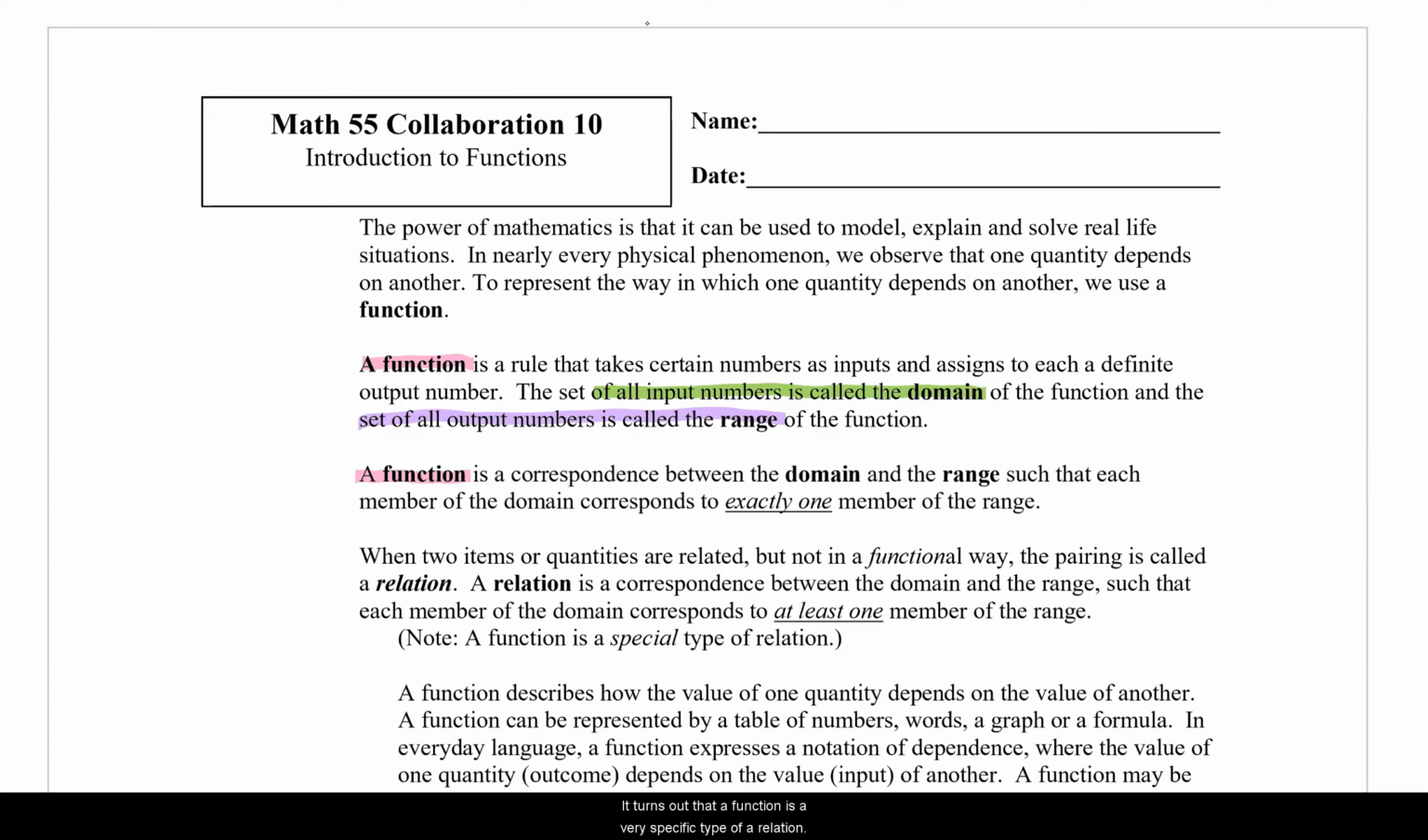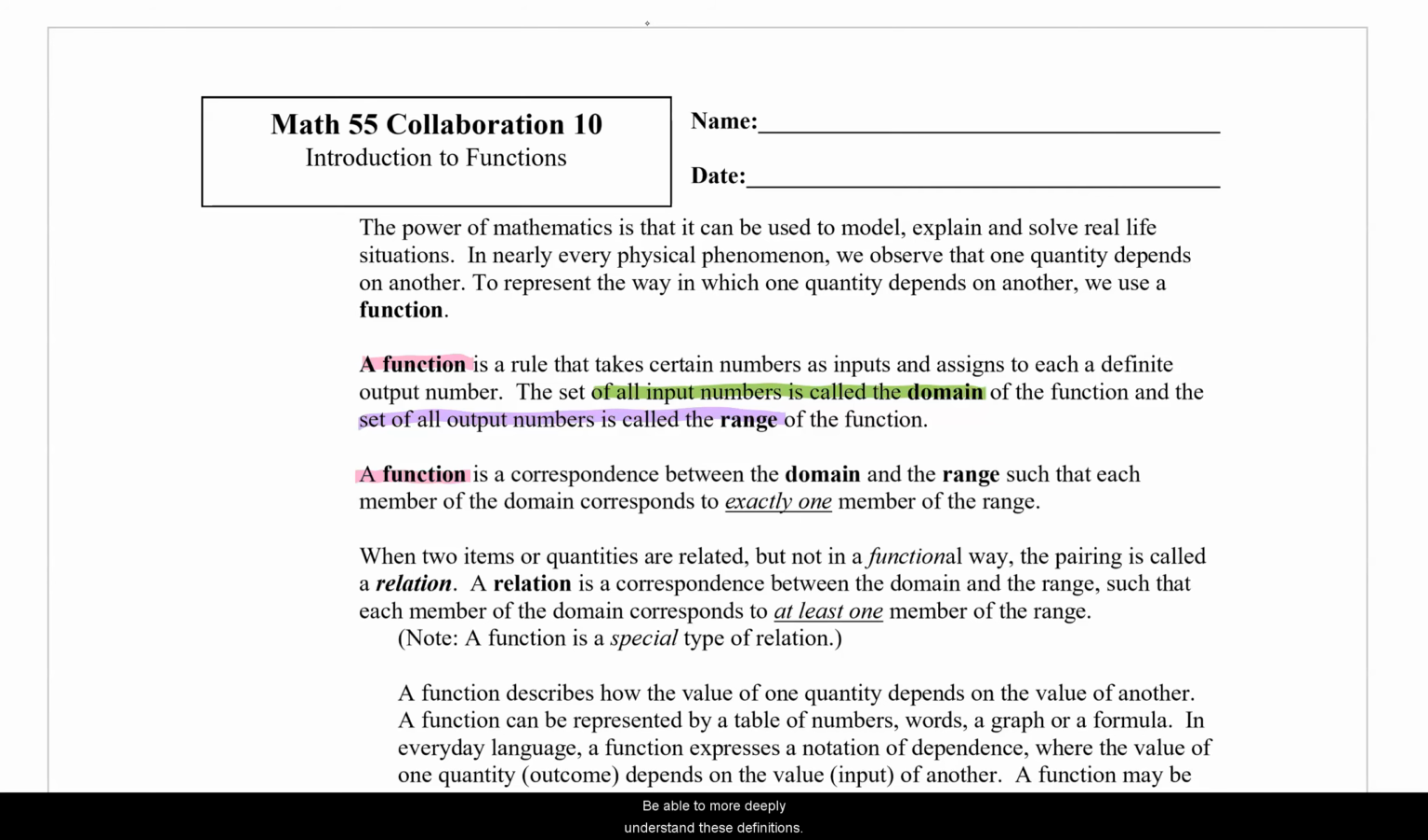It turns out that a function is a very specific type of a relation. A relation is also a correspondence between the domain and the range, but in a relation, we do not have this restriction of exactly one. For a relation, it is a correspondence between the domain and the range, so that each number of the domain corresponds to at least one member of the range. I've got tons of examples built in so that we can see what is a function and what is not a function, and be able to more deeply understand these definitions.